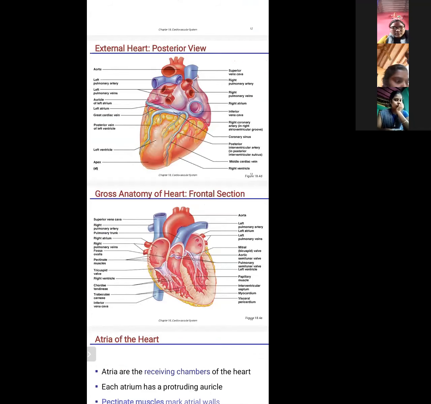Superior vena cava is the upper part of the heart. And lower? Inferior. Okay. Pulmonary artery? Right side, ma'am. Right side and left side both, from the right ventricle. Pulmonary vein? Left side, ma'am.